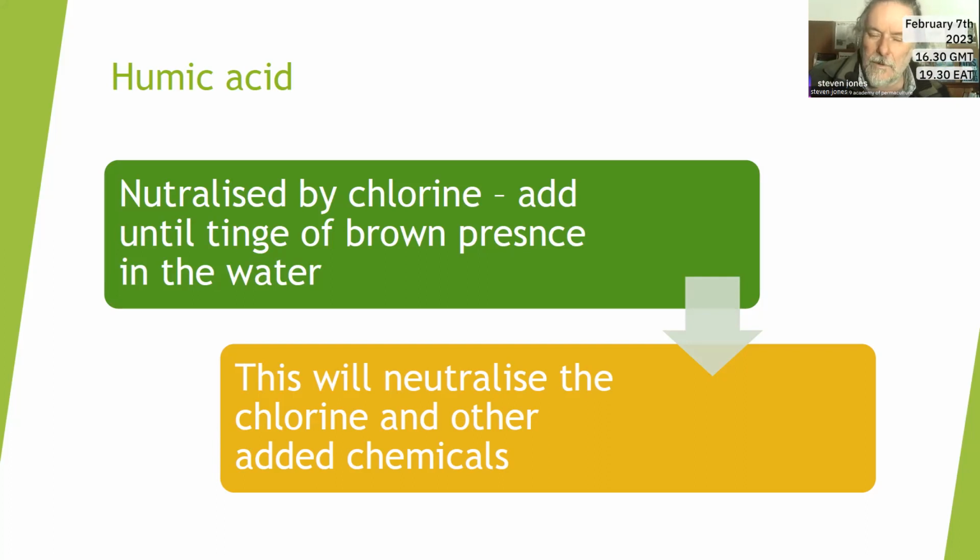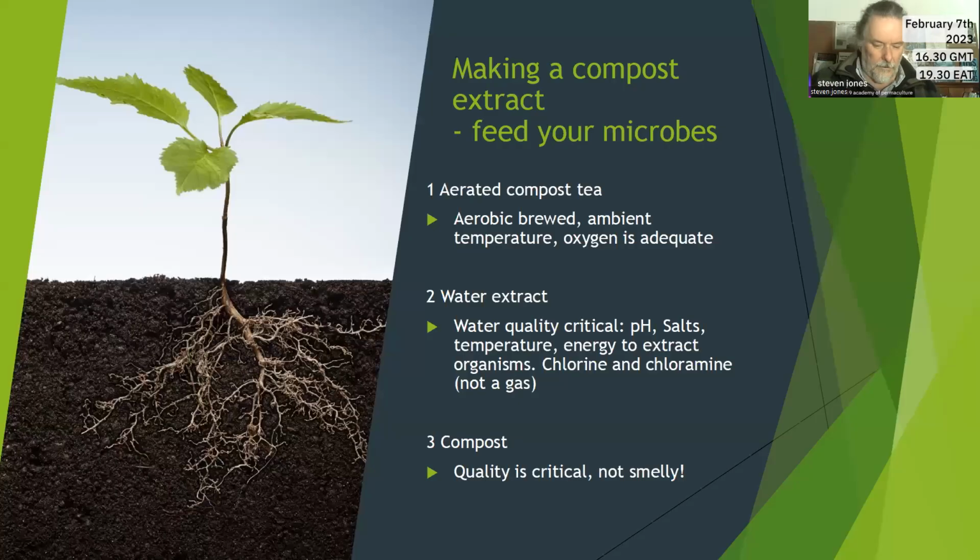So we're going to wash humic acid off of the compost and add that to the barrel, so that there's a slight brown tint to the water. Then we know that we've got enough. It doesn't need to be dark, just a slight brown tinge to the water from this humic acid. Now we've created the right conditions to promote soil microbes. So the water quality is critical: pH, salts, temperature, and the energy to extract the organisms. We're worried about whether the chlorine or chloramine was in that water.